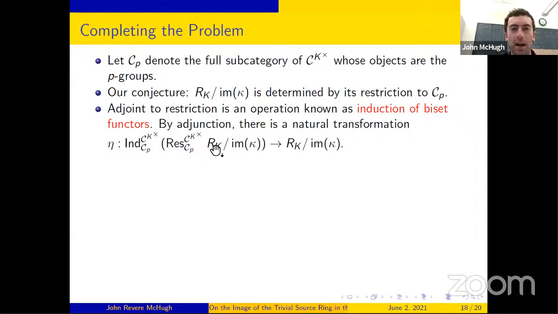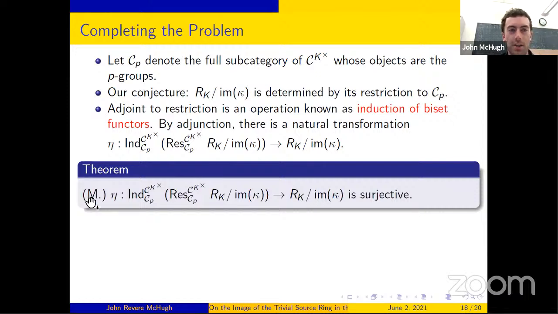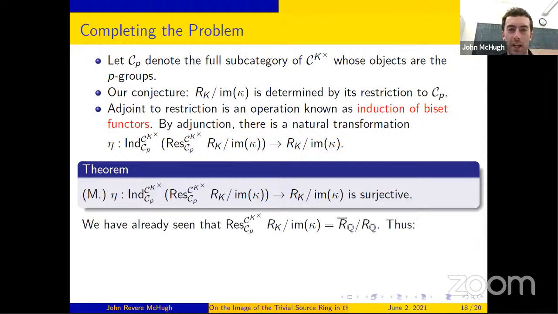So what have I done? I take the quotient I'm interested in, I restrict it down to that subcategory, induce it back, and there's a natural transformation to the original quotient. Now, here's the main result that I was able to prove. This natural transformation is surjective. What that means is that it's surjective in each component. If you were to plug in a group G on either side, you would get a surjective map. And from that, we can deduce everything we conjectured.